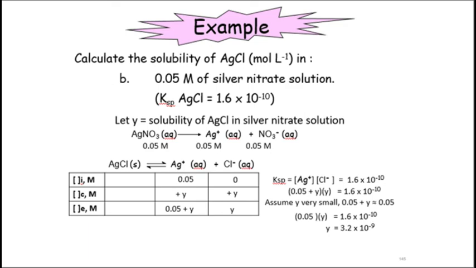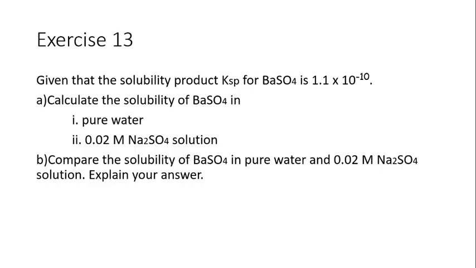If you compare the solubility in question B and question A, you can see there is a huge difference. The presence of a common ion in question B has reduced the solubility of AgCl. Alright, and now it's your turn to try exercise 13. Thank you, class.